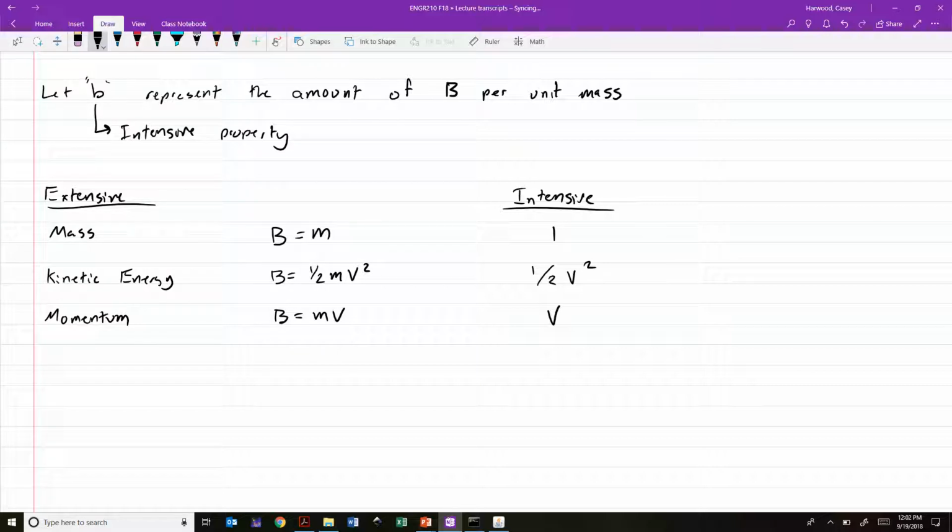So how do we write, okay, these extensive properties? Clearly, these are the things we usually apply conservation laws to, right? Conservation of momentum, conservation of energy, conservation of mass. So how do we apply these? How do we write these for a system?